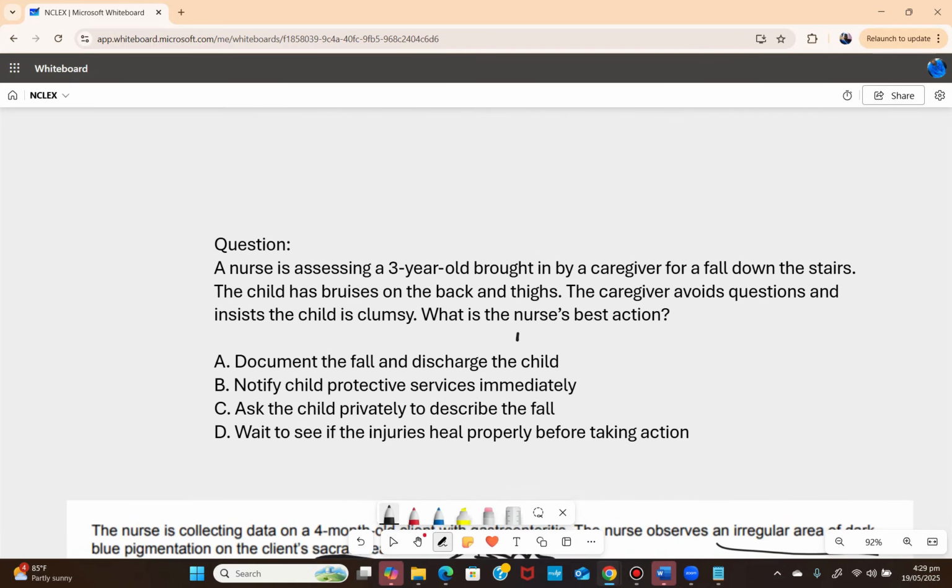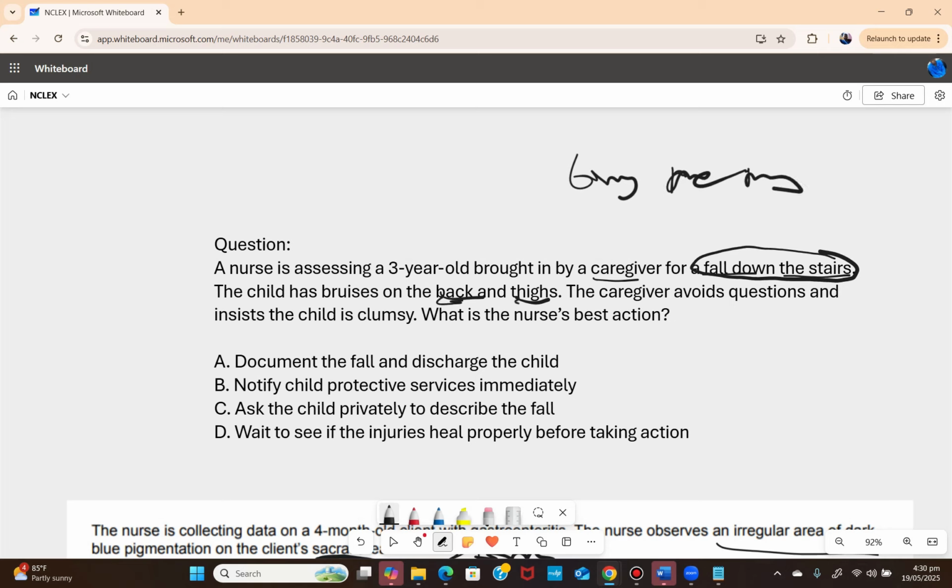So now let us answer this question together. The nurse is assessing a 3-year-old brought by the caregiver for a fall down the stairs. Now, the child has bruises on the back and thigh, right? Because one thing about a fall down the stairs is that at least we should see bony area injury.